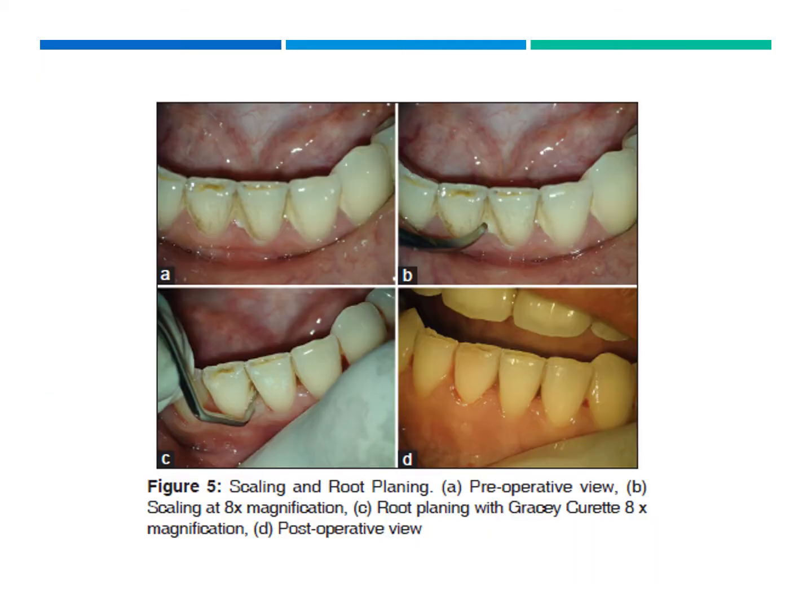The other procedure that can be done, not just in endo, would be scaling and root planing. A preoperative image is shown in A, then scaling at 8x magnification in B, and then root planing again with a Gracey curette at a higher magnification, and the postoperative view.